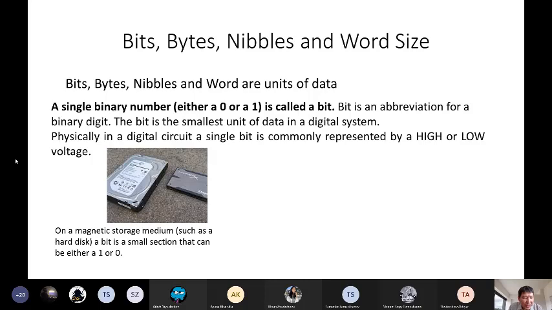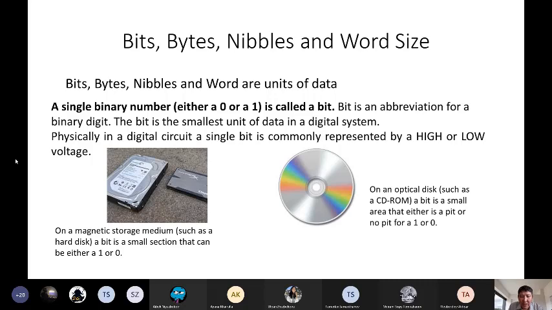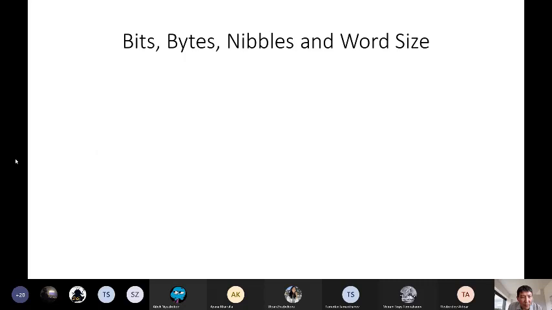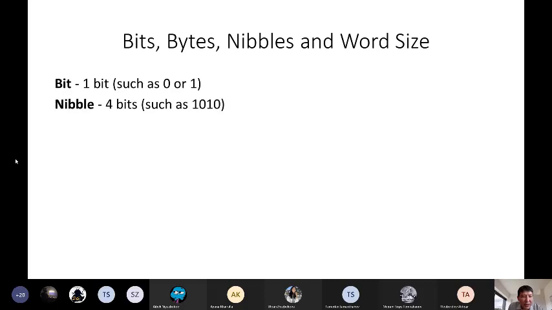For example, you can see this magnetic storage medium, a hard disk, we say. You know that there are some small sections that can be either 1 or 0. Or, for example, an optical disk. If you look carefully, you can see some small pits. If we have a pit, we say 1. If we don't have this pit, we say 0. So that's it.